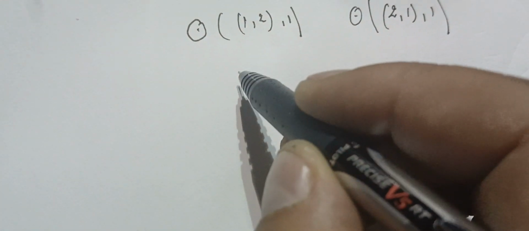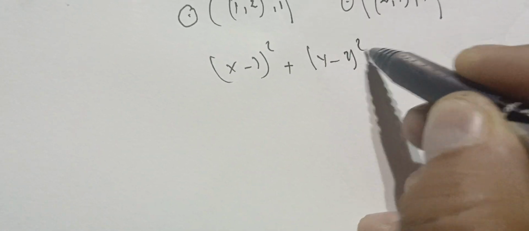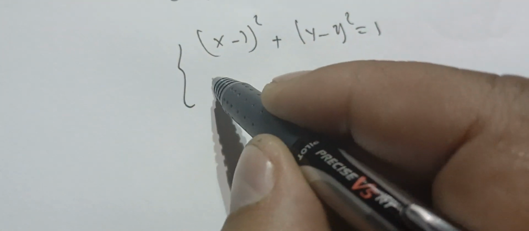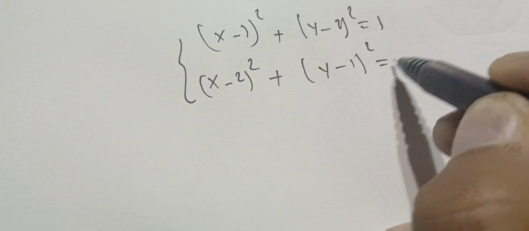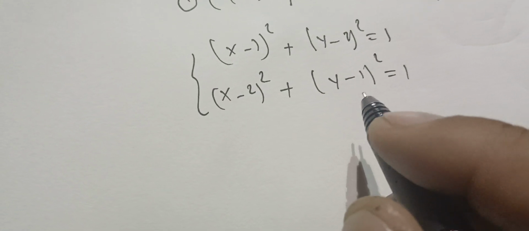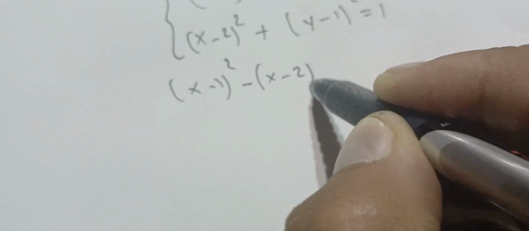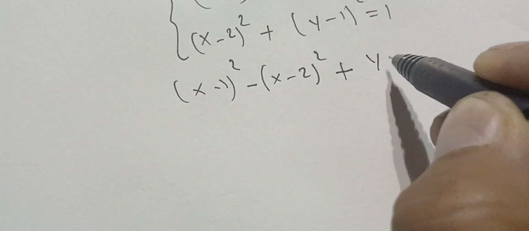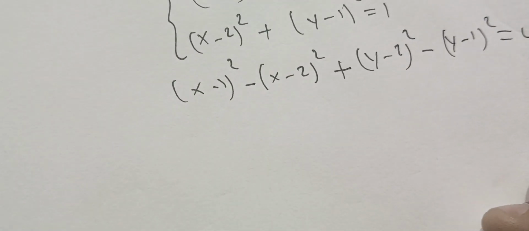Let's do that. For the first one, we have x minus 1 squared plus y minus 2 squared equals 1. For the second one, it's x minus 2 squared plus y minus 1 squared. We equate these two equations and we subtract to get x minus 1 squared minus x minus 2 squared plus y minus 2 squared minus y minus 1 squared equals 0.